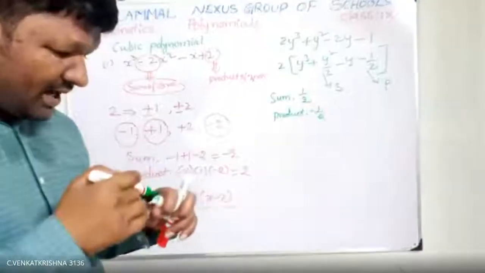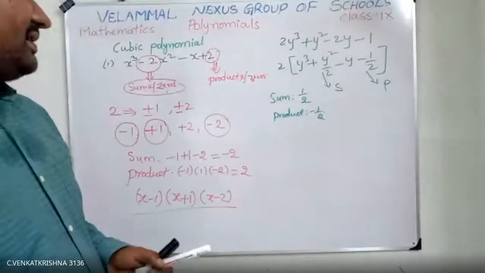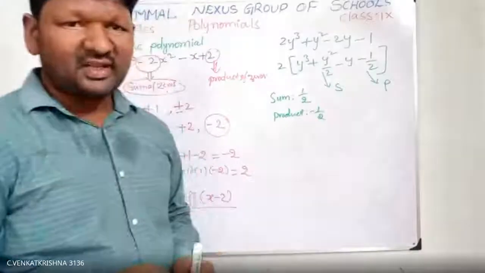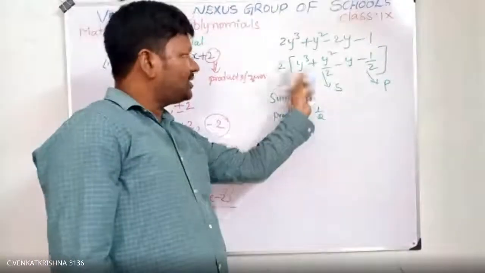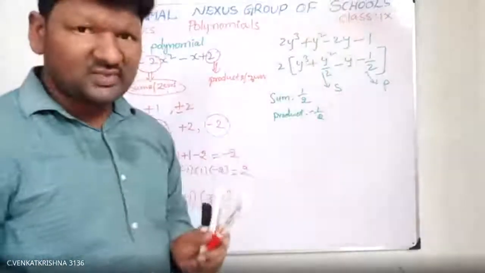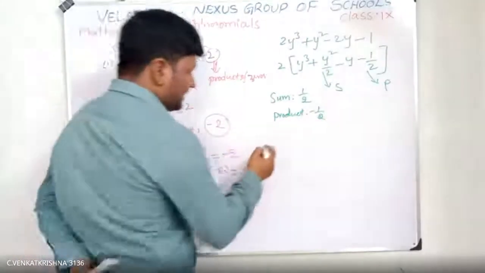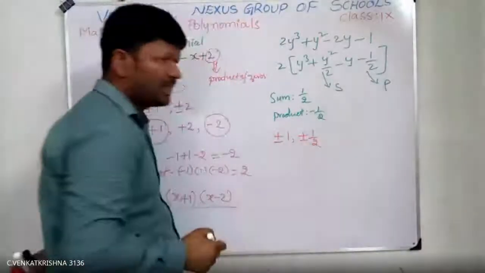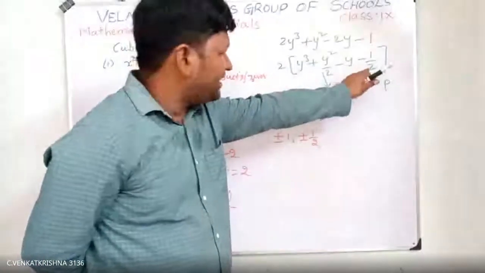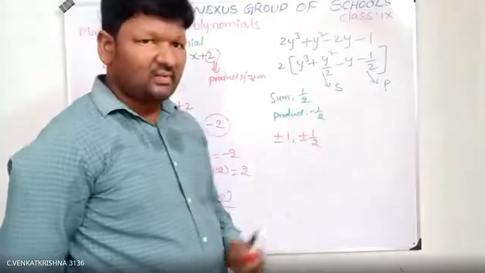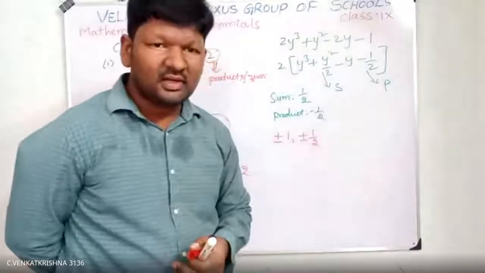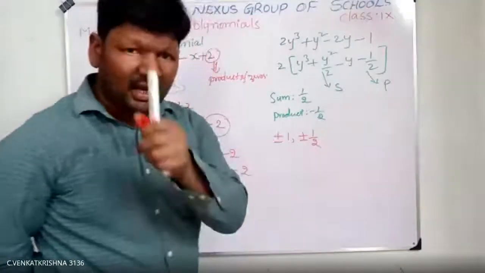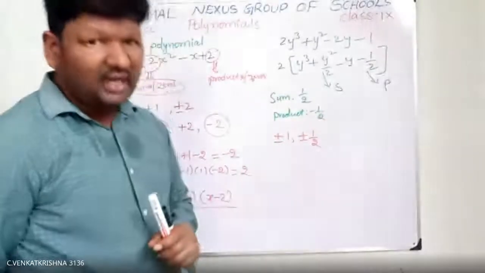Now we need to write the factors. The factors of 1 by 2. Here 1 by 2 is nothing but 2 into 1 by 2 only, that is 1. So here I will write the factors are plus or minus 1 and plus or minus 1 by 2. 1 is a factor of every number. So the factors are plus or minus 1 and plus or minus 1 by 2.